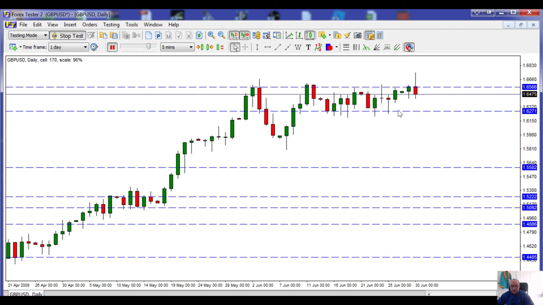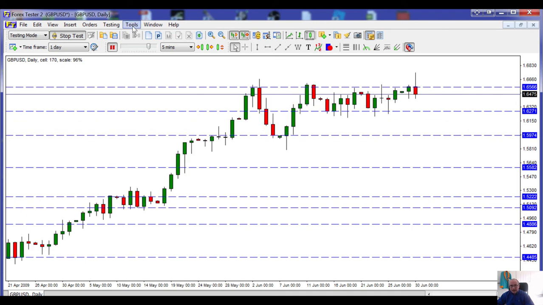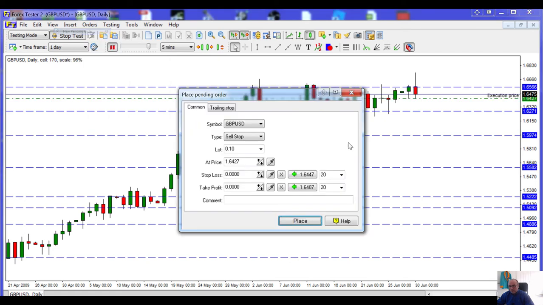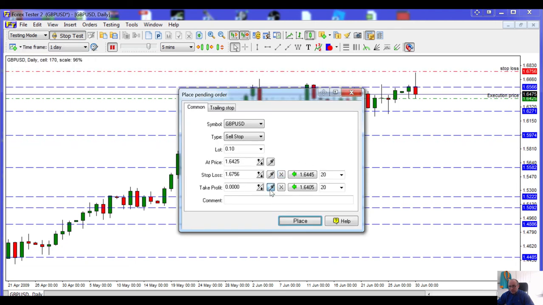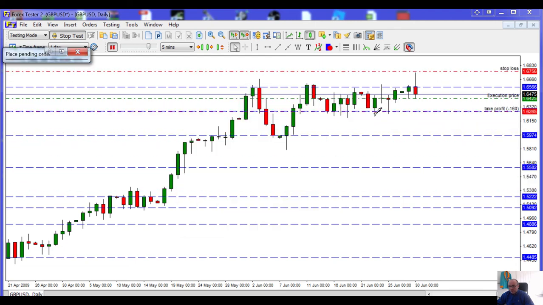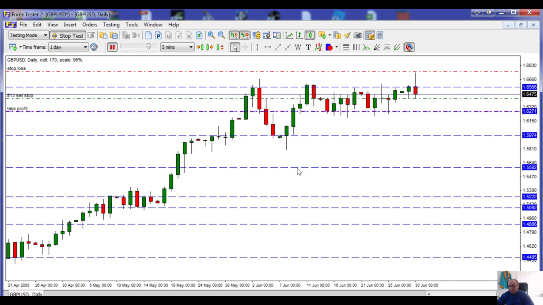Of course, you can take your second profit target even further down, possibly even down to here if you wanted to take two targets. Let's see how that plays out. Place the pending order. New pending order, it's a sell stop. Place it 5 pips below the entry. Stop loss is 5 pips above the entry. The first take profit target will be down here. We'll place that and see how we go.